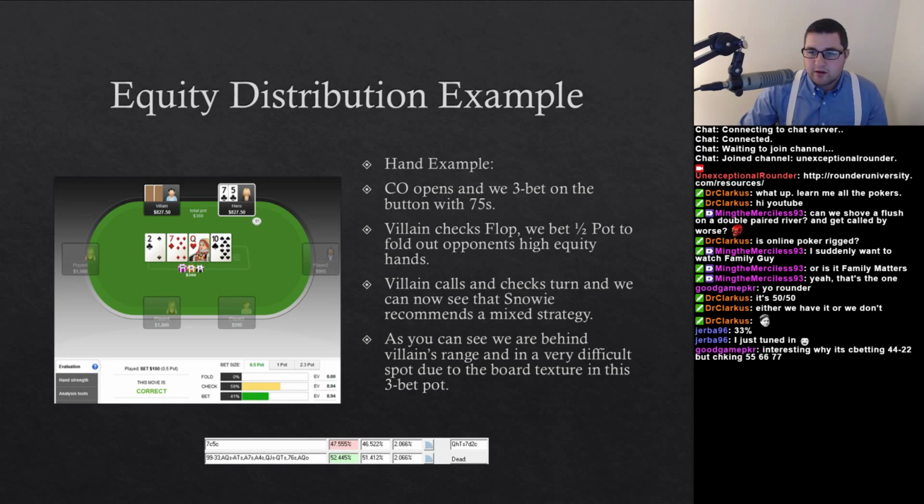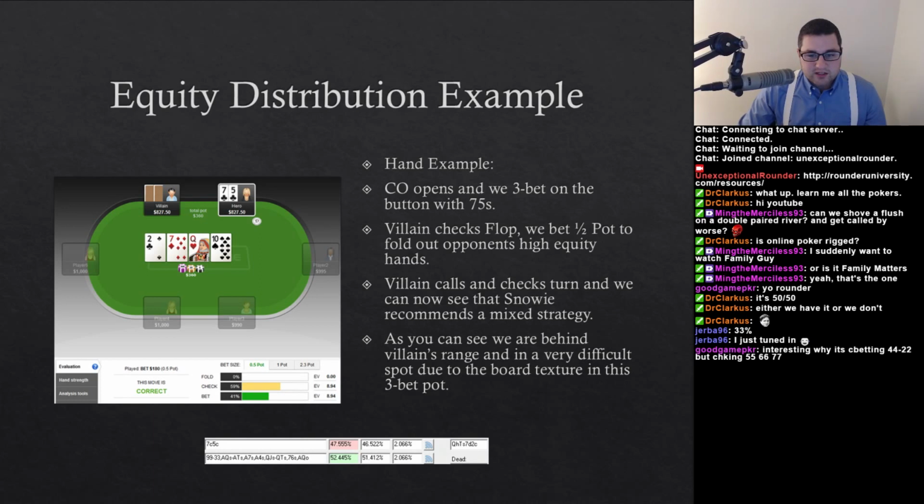So when I refer to high equity hands, I mean that, let me see here. Oh, sorry, let me go over the hand example first. So the hand example is the cutoff opens, and we 3-bet on the button with 7-5 suited. Again, I don't want to get into whether or not 3-betting with 7-5 suited is correct or not. We're just going with that for now.